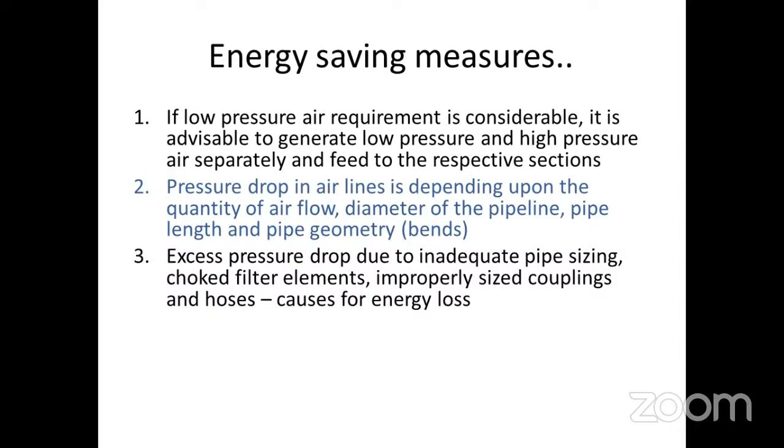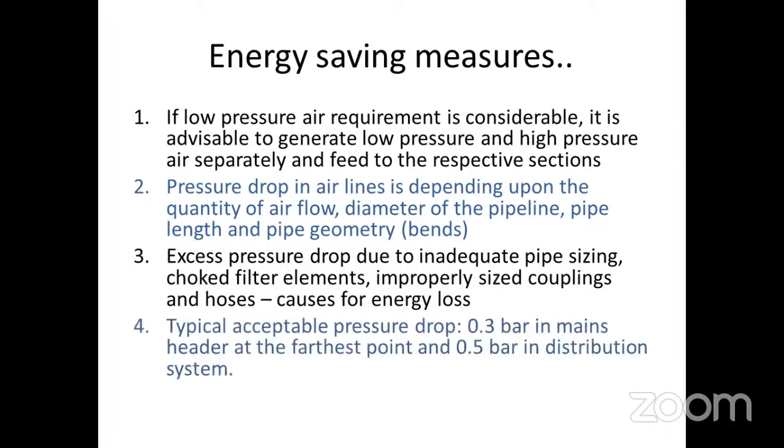Pressure drop in airlines depends upon the quantity of airflow, diameter of the pipeline, and length of the pipeline. We have to analyze. Excess drop is due to pipe sizing, choked filter element, improperly sized couplings. Typical acceptable pressure drop is 0.3 bar in the main setup, and 0.5 for the distribution system.